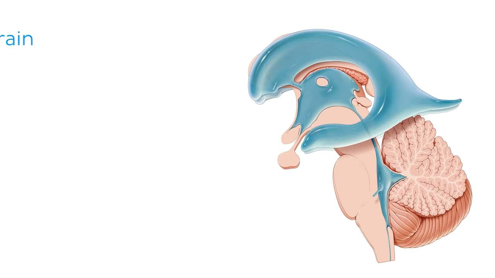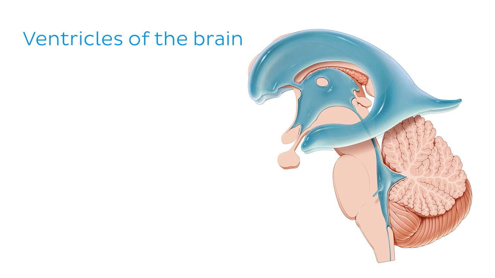Before we start talking about the ventricles of the brain, let's first define the word ventricle. A ventricle is a hollow area or cavity within an organ, usually filled with some kind of fluid. Our brain has four interconnected ventricles, and the fluid that fills them is called cerebrospinal fluid. Cerebrospinal fluid is a clear fluid that has several important functions in our central nervous system.